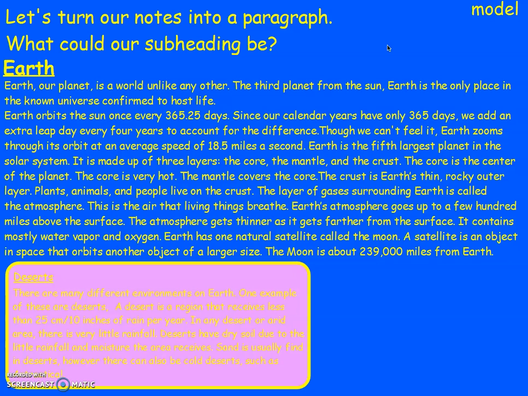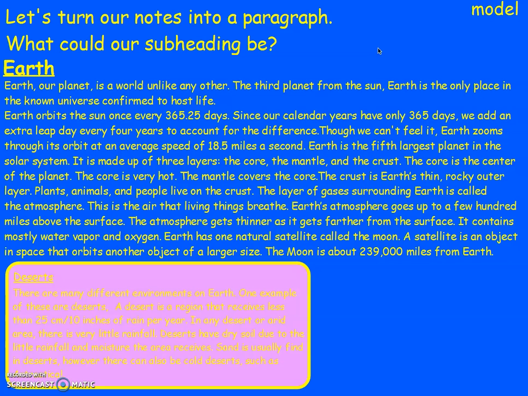Planets, animals, and people live on the crust. The layer of gases surrounding the Earth is called the atmosphere. This is the air that living things breathe, so like humans and animals and plants as well. Earth's atmosphere goes up a few hundred miles above the surface. The atmosphere gets thinner as it gets farther from the surface. That's why you don't often see people really, really high, do you? Or if you see people climbing high mountains like Mount Everest, they tend to use oxygen and stuff like that, and why astronauts use oxygen in space, which again we looked at a couple of lessons ago, didn't we?